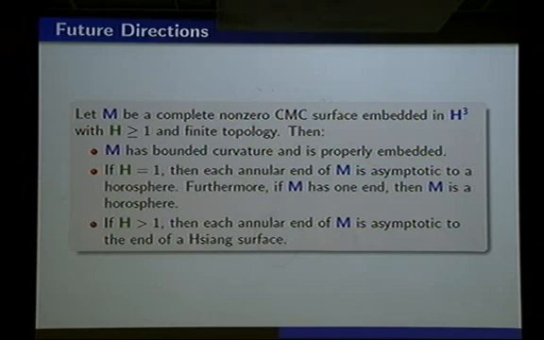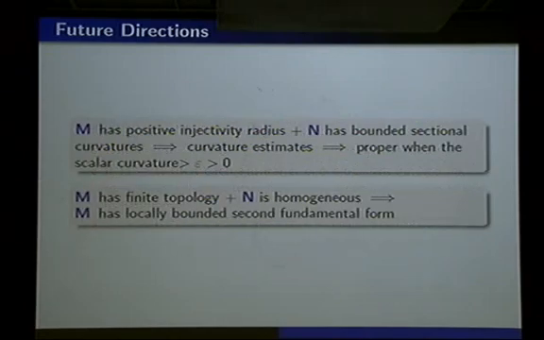Go to the previous slide, Giuseppe. The previous slide, remember this one? The top thing. M has positive injectivity radius. So all you have to prove is that these surfaces have positive injectivity radius using this result. And once it does, then you can.